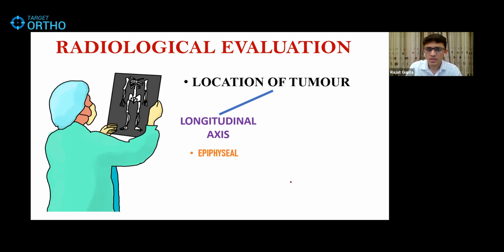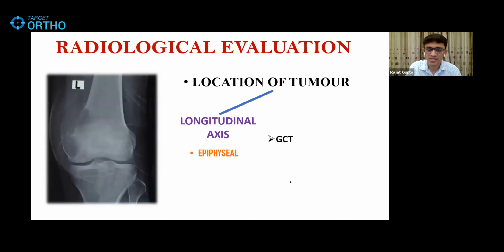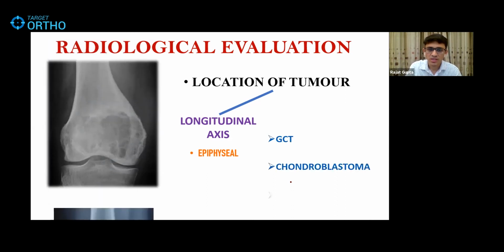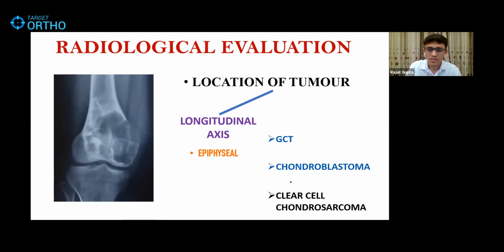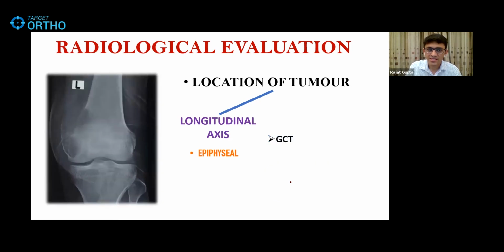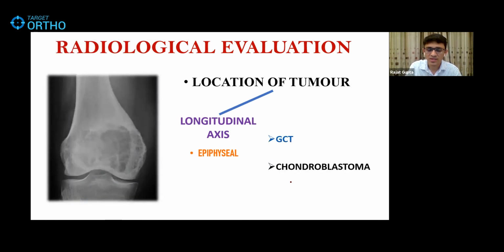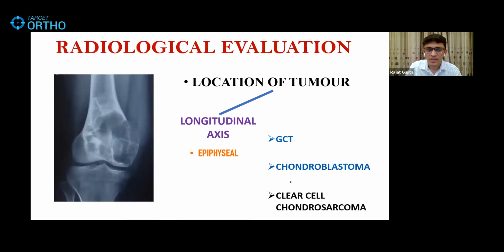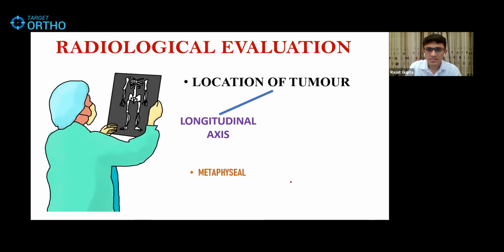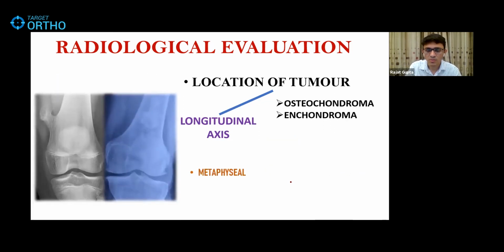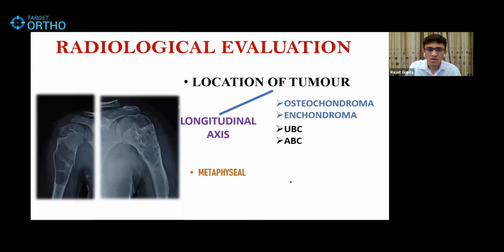Coming to the longitudinal axis, the most common tumors in the epiphyseal location are giant cell tumor, like we see on the X-ray on the left, or it could be a chondroblastoma, or a clear cell chondrosarcoma. If I take you back, all three X-rays look pretty much the same, a well-defined picture with an expansile lesion and some septae, and all of them are epiphyseal in location. Next are the metaphyseal tumors, which commonly include, among the cartilaginous kinds, the osteochondroma or the enchondroma, or if it is cystic, it could be a UBC or an ABC.